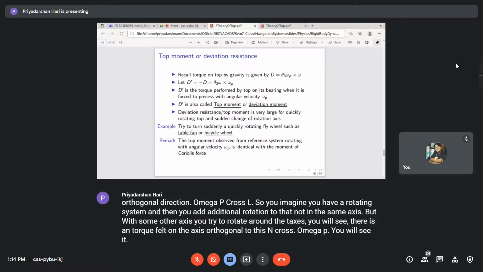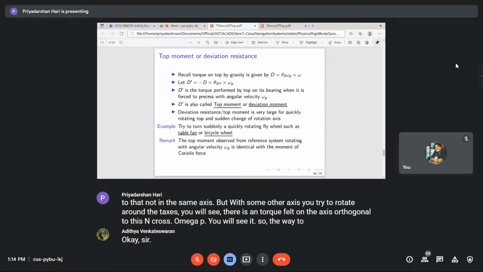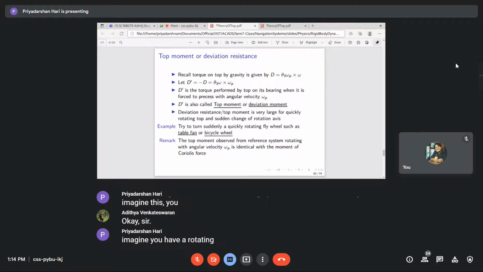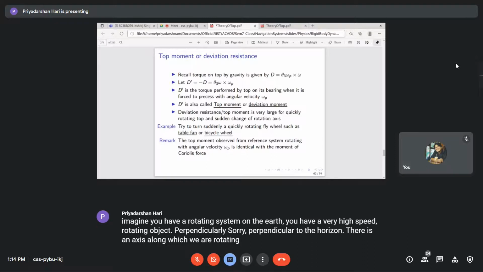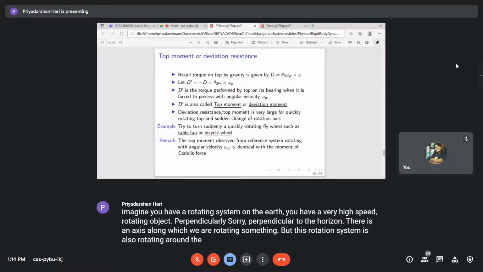The way to imagine it is, you have a rotating system on the earth. You have a very high speed rotating object perpendicular to the horizon. There is an axis along which you are rotating something. But this rotating system is also rotating around the Earth's axis, because the Earth is rotating.